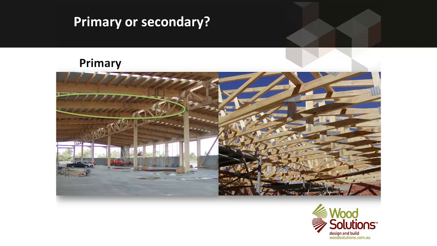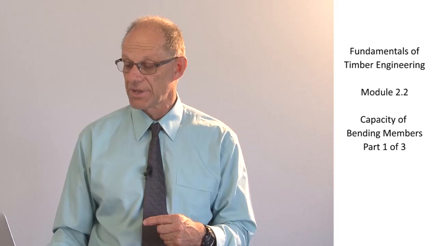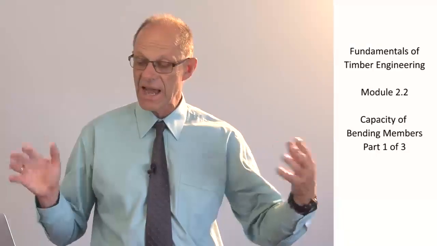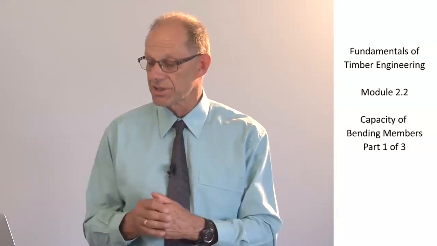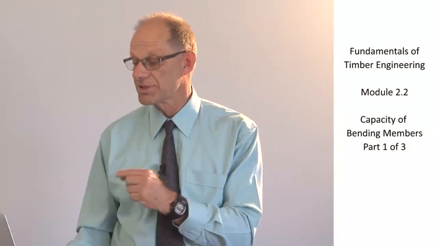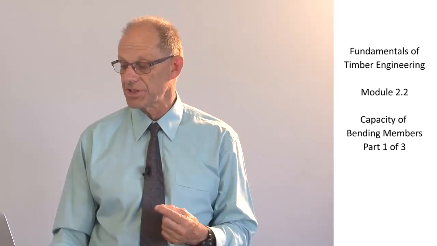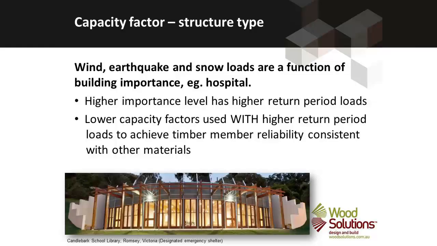If we think about the purlins themselves, and in the right-hand picture the trusses, there are lots of closely spaced trusses, each of which don't carry a huge amount of load on their own. So they are secondary members as well. So primary members, larger members without the ability to share, secondary members, smaller members with the ability to share load to others. Finally, structure type.